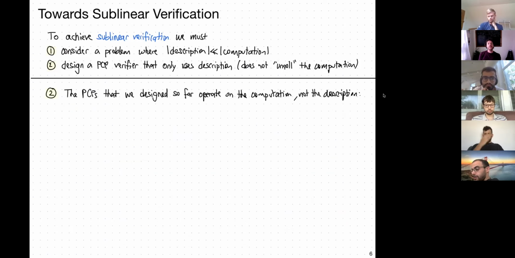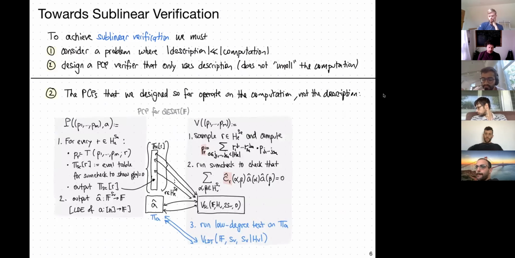And regarding the second thing, the PCPs that we designed operated on the computation and not on the description. So what do I mean by that? Let's consider the PCP that we saw yesterday, right? We send the low degree extension, and we send the truth table of a sum check, and then we sample this R and check the polynomial, and we run the sum check over this thing.